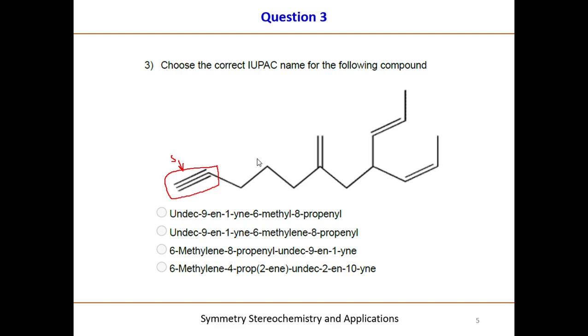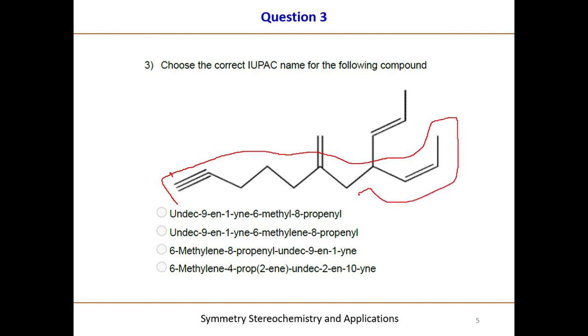So which is the longest linear chain here? As I told you, you have to always start by giving numbering with the suffix carbon atom. The carbon atom which has the suffix, meaning the highest priority functional group, will become your carbon number 1. Now we can take this as the longest linear carbon chain.